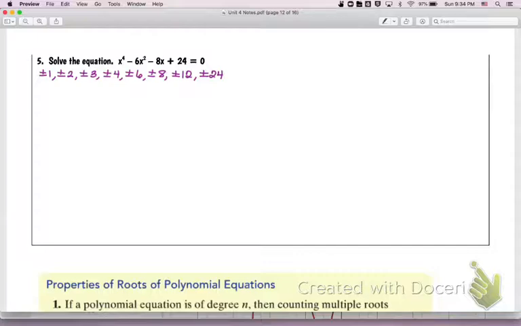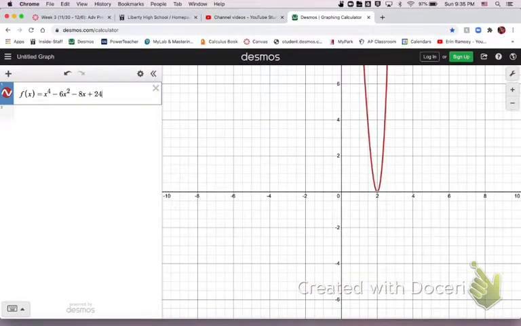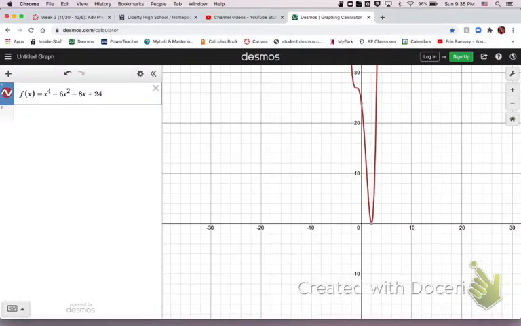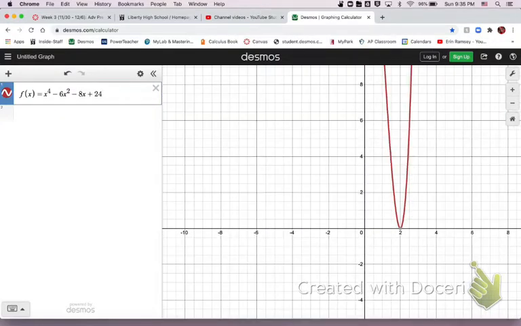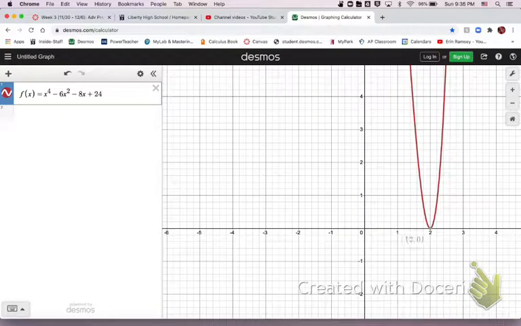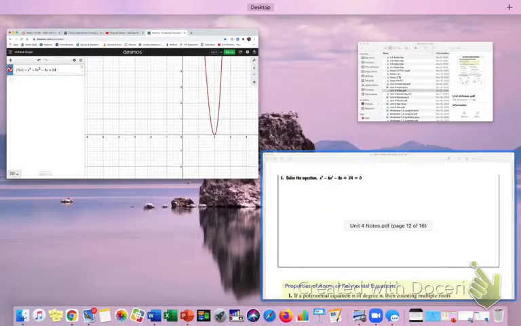Okay, so let's look at the graph of this. All right, the graph of this is kind of interesting. It looks almost like a parabola. It's not, because it's not a square, and we can see weird things happen when we get up really high. But it does look like 2 is a solid 0 to test. So let's start there. Let's go back here.